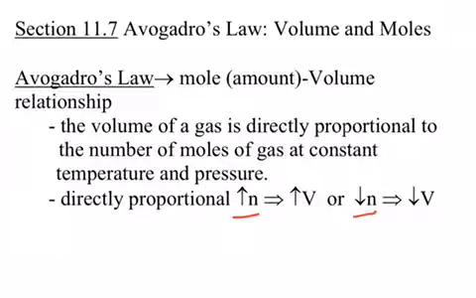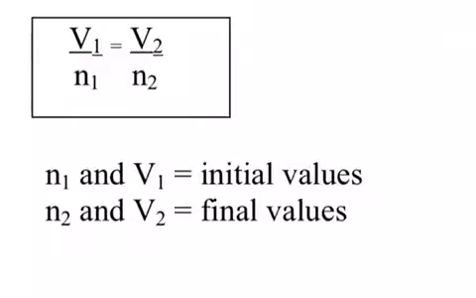This relationship is also directly proportional. Here's the formula. Notice that pressure and temperature are not part of the formula. According to this, the original volume, V1, divided by N1, N being the symbol for moles, is equal to V2 divided by N2. Now, be very careful. If a problem is in grams, you must convert it to moles. This formula, the numbers have to be in mole units.